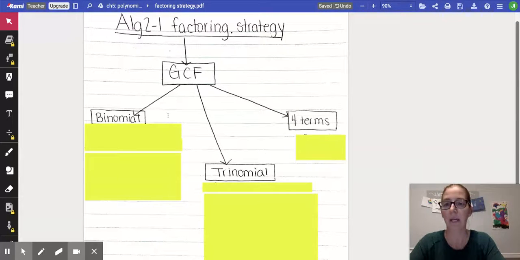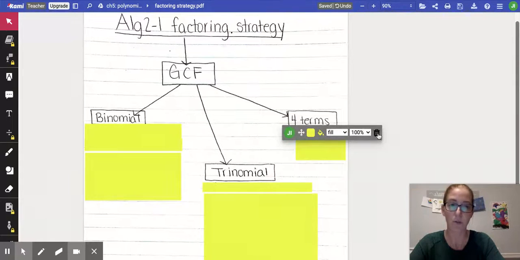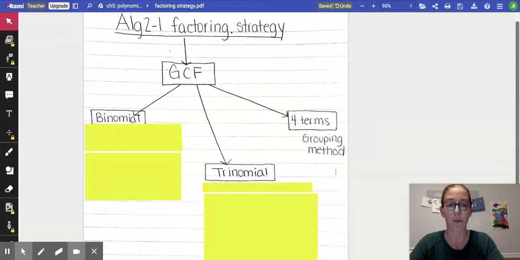If you have, let's do 4 terms first. If you have 4 terms in Algebra 2, Level 1, you're going to go with the grouping method. Again, in different courses that are more advanced than this, 4 terms might be a different method, but in this class, 4 terms indicates to you that you're going to do the grouping method.